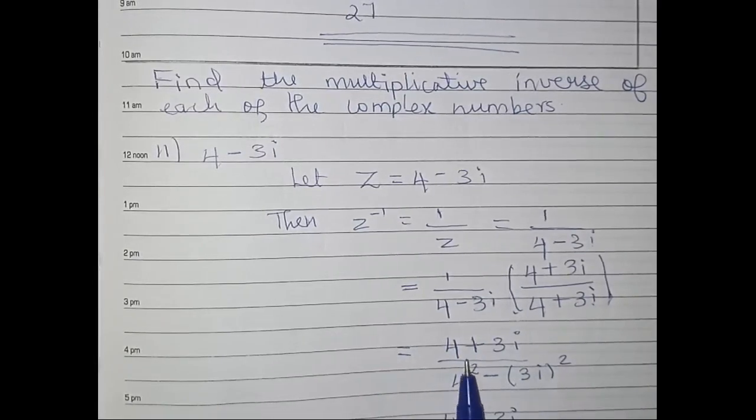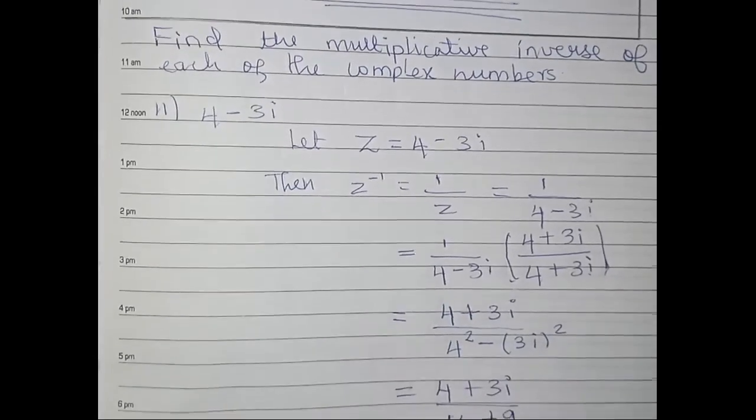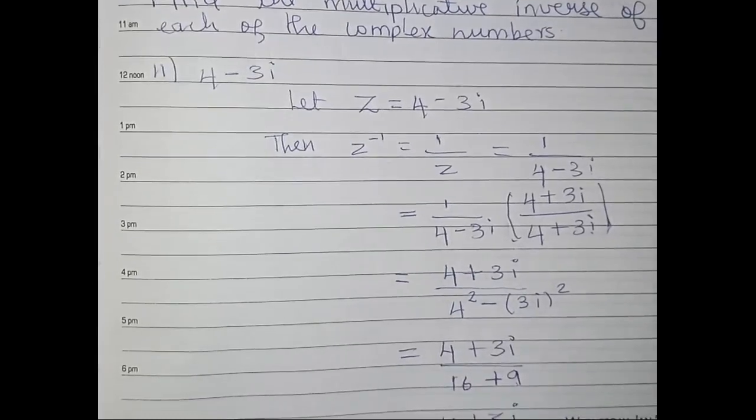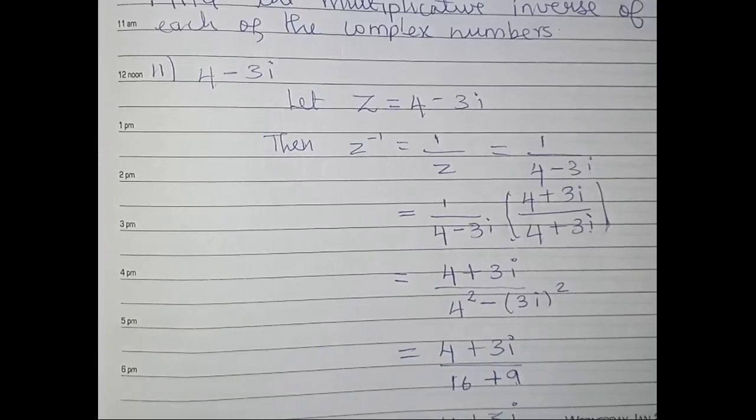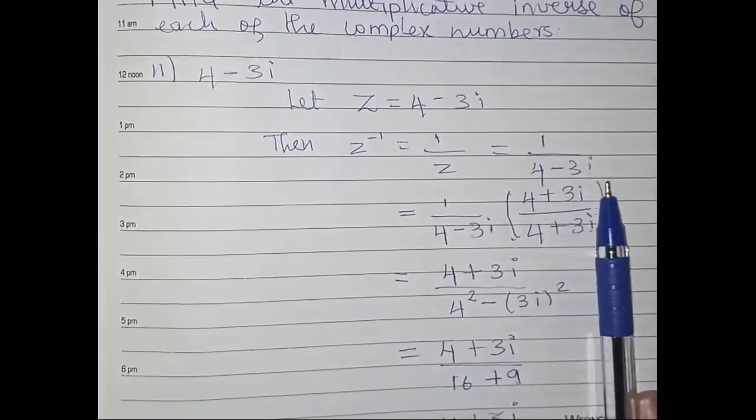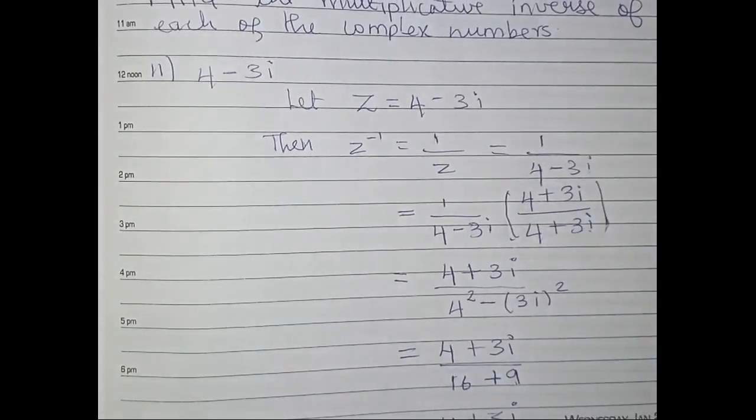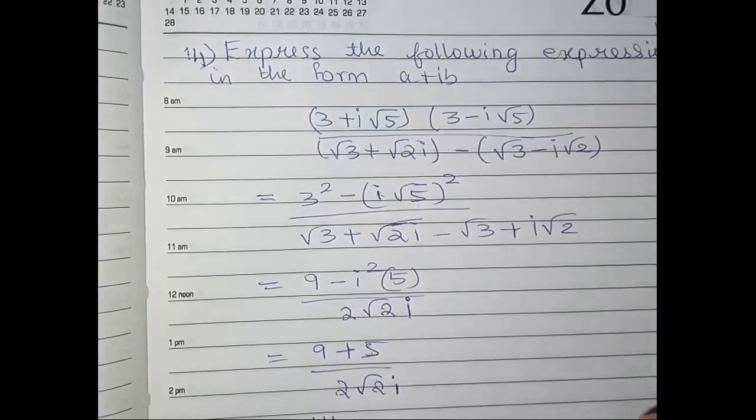And what is this equal to? (4 + 3i) by 4 square is 16. And here I have written it directly, 3 square is nothing but 9, and i square is -1. Minus into minus is plus, so I have written it plus 9. And this is equal to (4 + 3i)/(16 + 9), which is 25. So the multiplicative inverse of 4 - 3i is (4 + 3i)/25. The simple step is just find what is 1/z, and in order to reduce it, multiply and divide by the conjugate. Now coming to the last question and exercise.